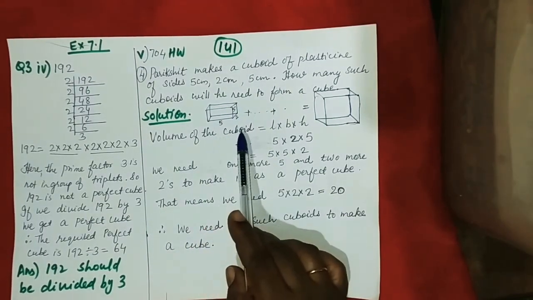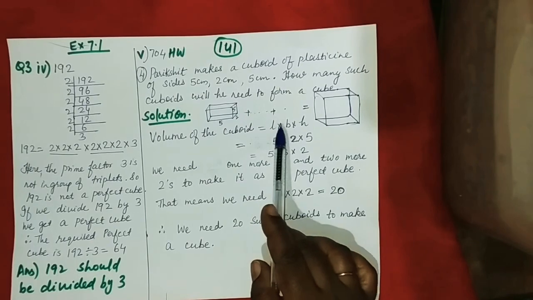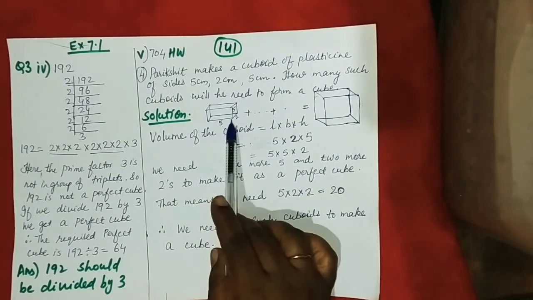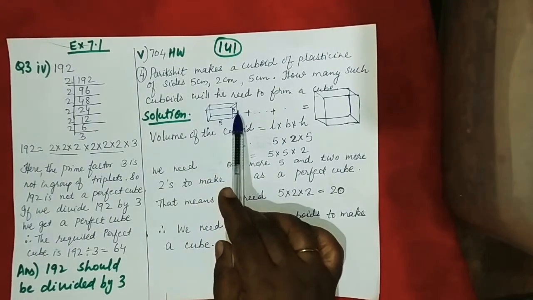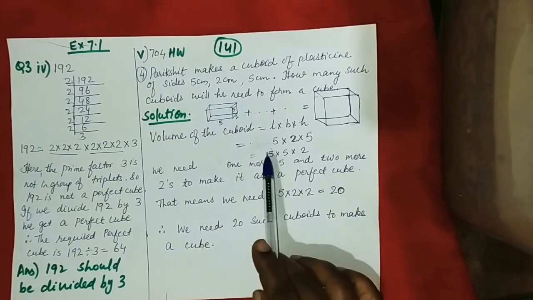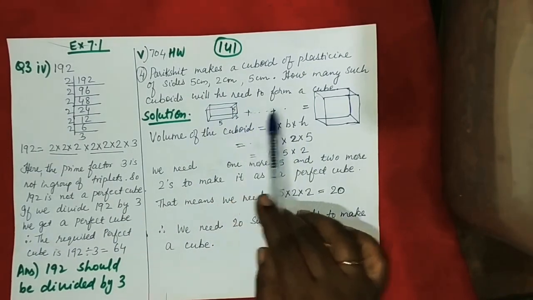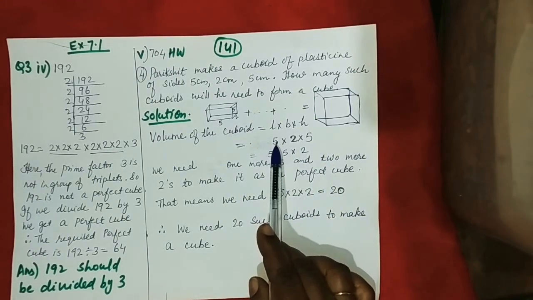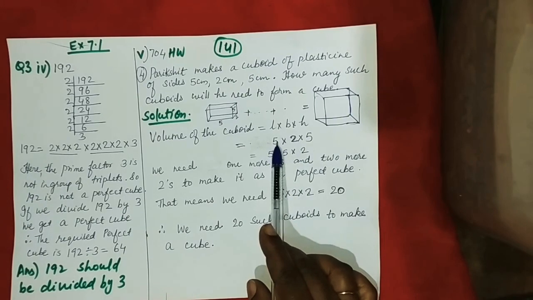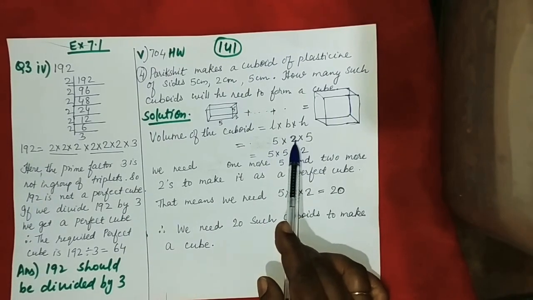The volume of the cuboid is what? L into B into H, that means length into breadth into height. Length is 5, breadth is 2 and height is 5. It is given. So what are we getting? 5 into 2 into 5. And we need to form a cube. For making this number a cube, we need one more 5 and 2 more 2s.